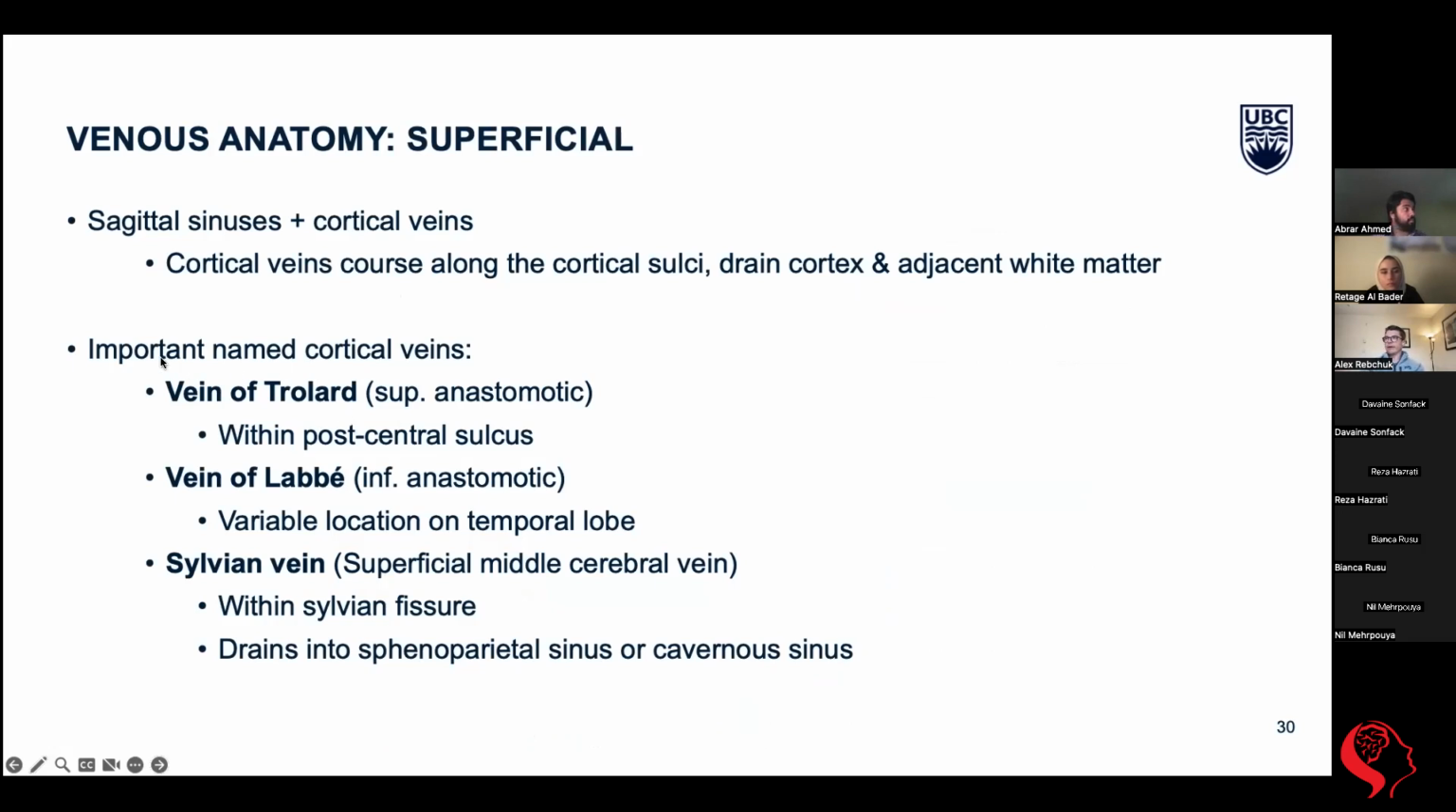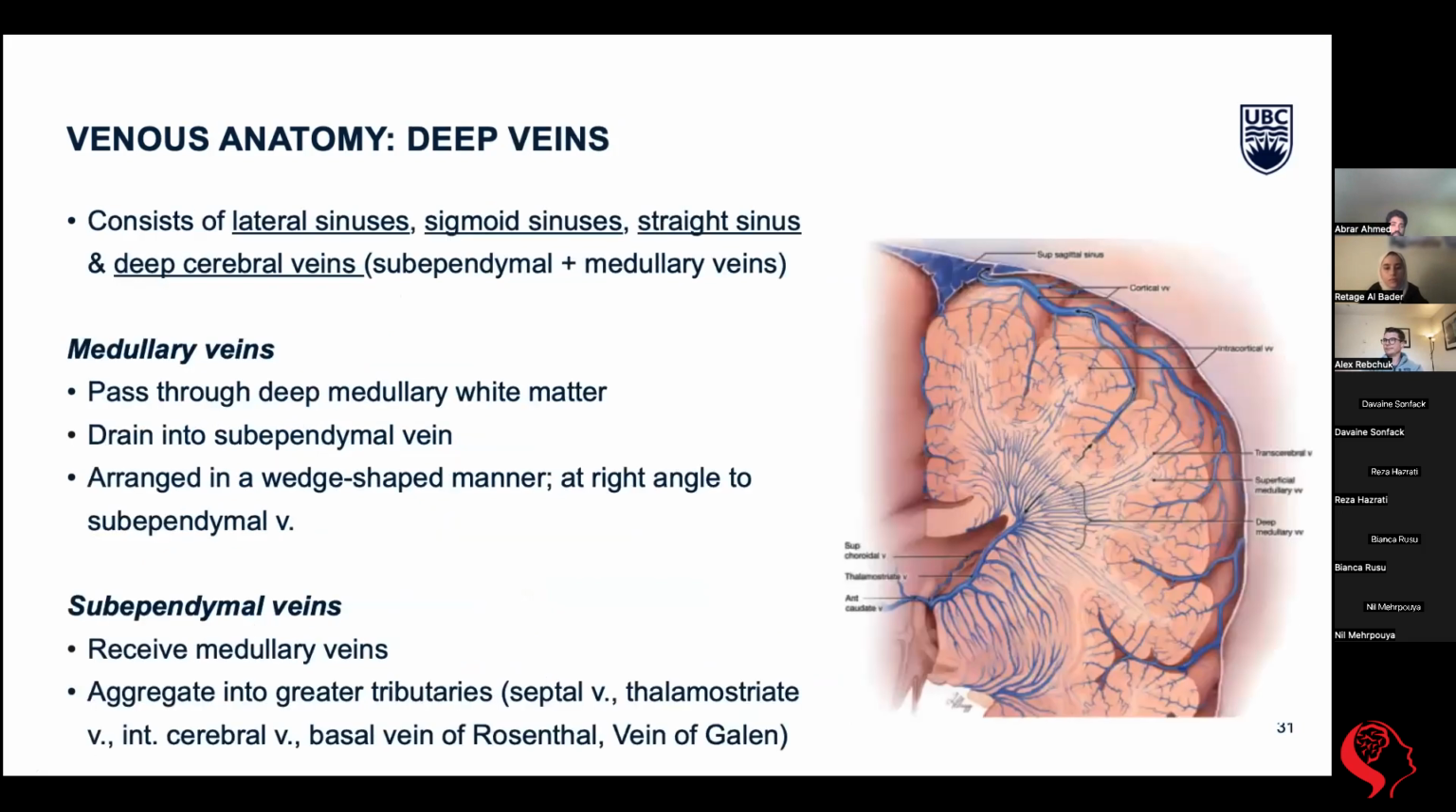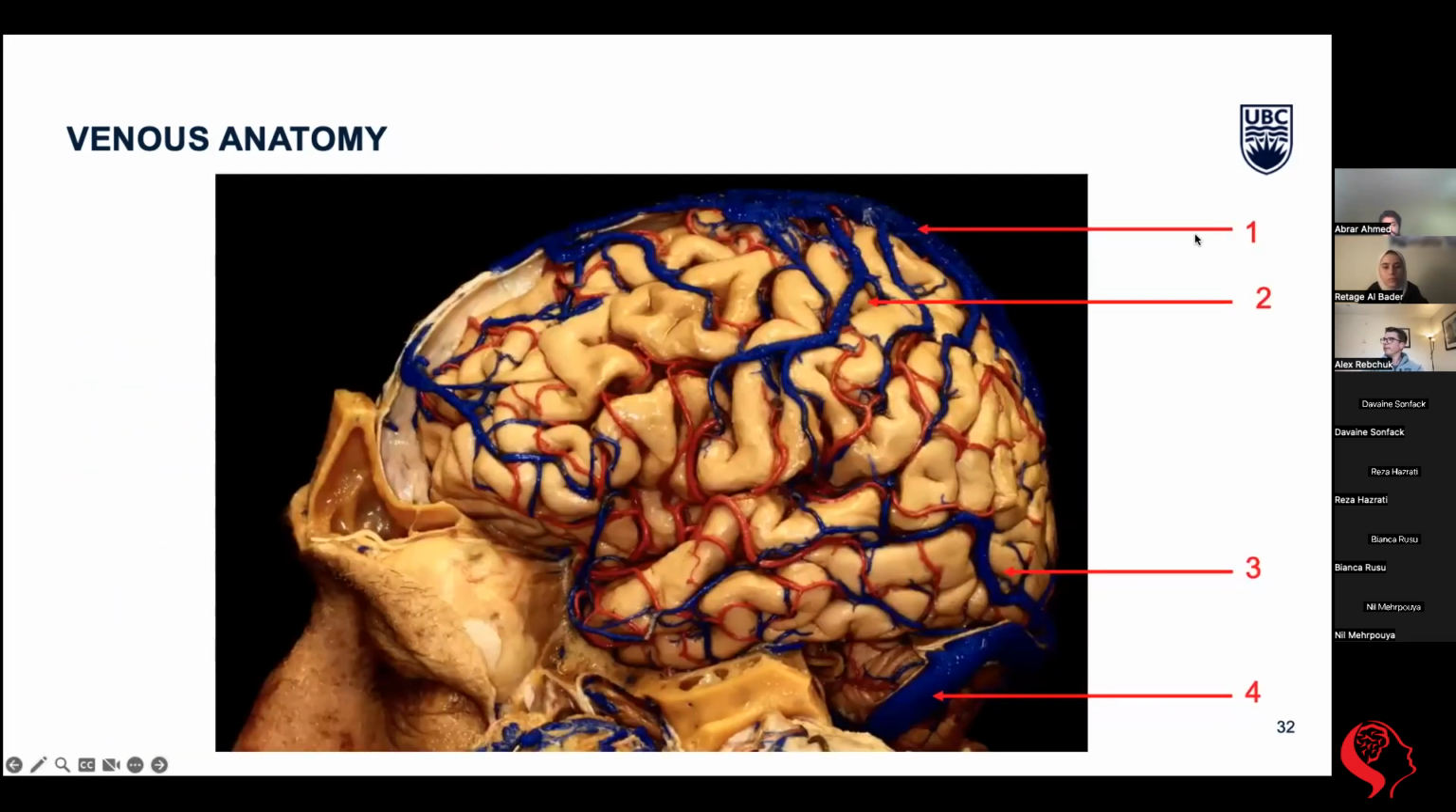Important named cortical veins, so you should have a familiarity with these. Trolard is one of these named large veins on the cortical surface you should be able to recognize. In the frontal region, it's going to be the Trolard. Lateral along the temporal lobe is going to be the vein of Labbe. And then there's a large sylvian vein within the sylvian fissure. Let's get that for the sake of time.